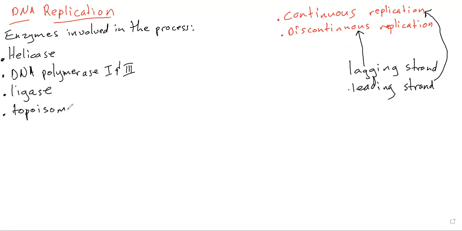We also have topoisomerase, and this is actually the very first enzyme that is used, even before helicase. Helicase is the third, this is the fourth one, and this one will be the fifth one. So you must know your enzymes.